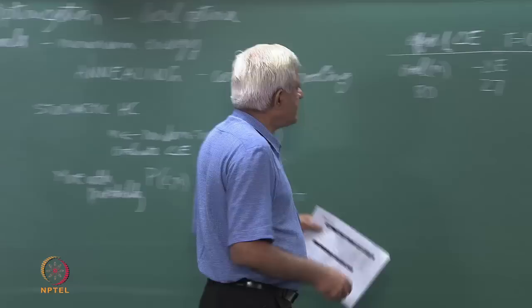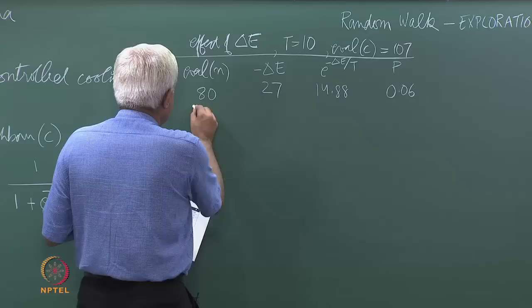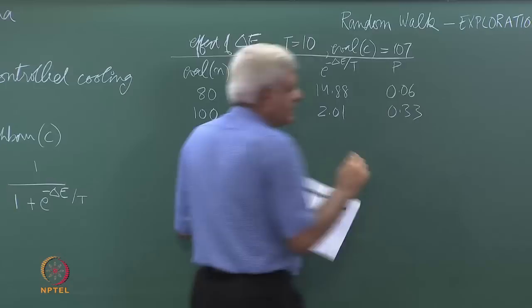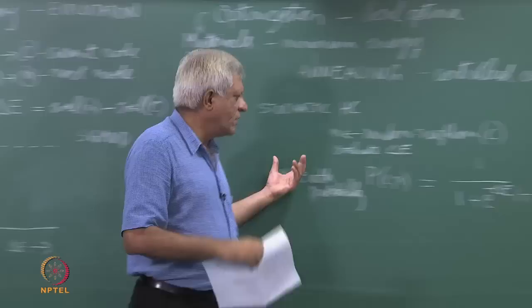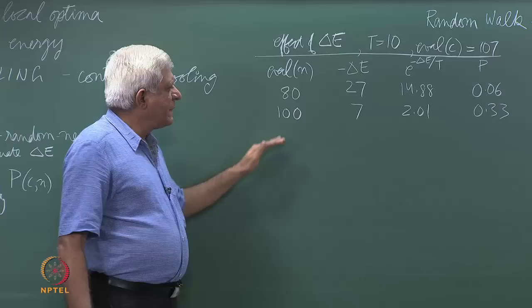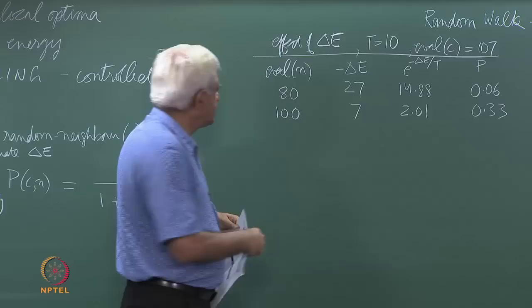Let us look at some more examples. If this is 100, this is a little bit better, this becomes 7, this becomes 2.01 and this becomes 0.33. So, we are studying the effect of how this function, sigmoid function, responds to changing delta E essentially. It is still a bad value because we are starting with eval C equal to 107, we are still going 7 points lower and it is moving to that with 1/3 probability essentially.